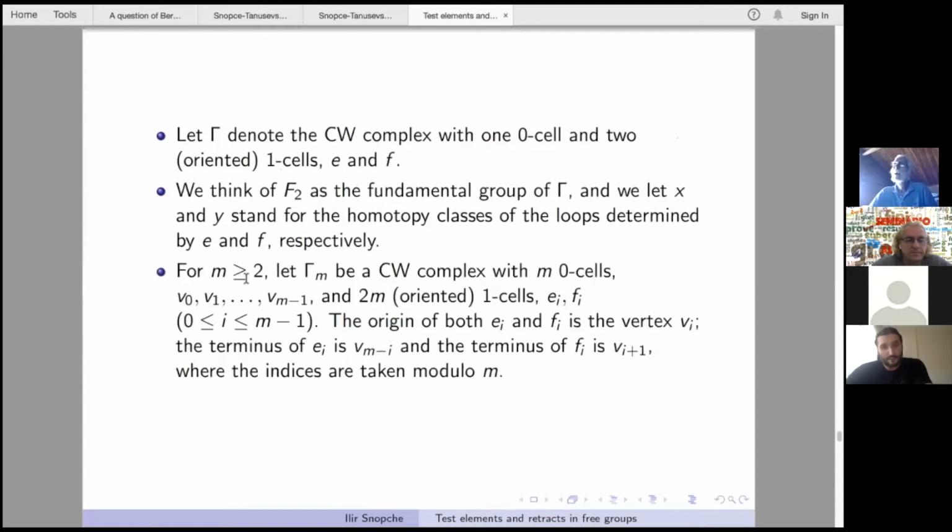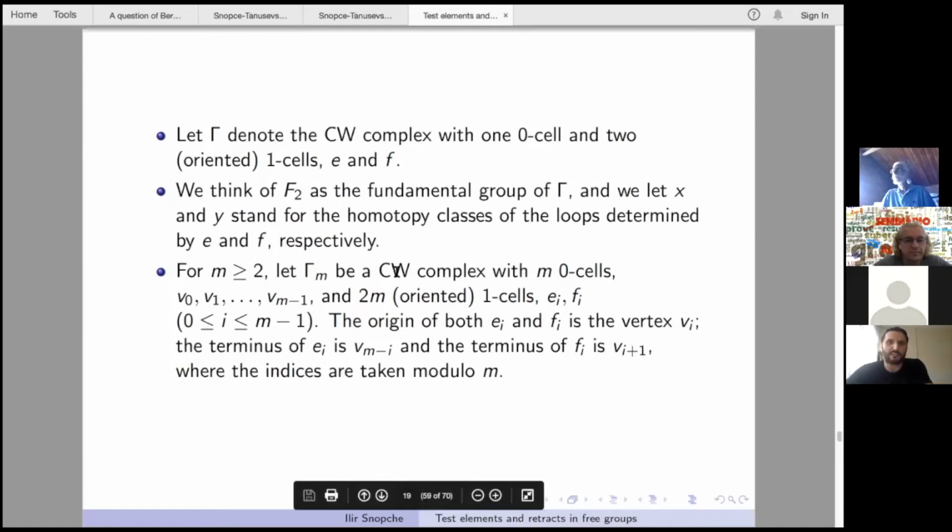So now, for m greater or equal to 2, let Gamma_m be a CW complex with m zero cells, v_0 up to v_{m-1}, and 2m oriented one cells, e_i, f_i, and the origin of both e_i and f_i is the vertex v_i. The terminus of e_i is v_{m-i}, and the terminus of f_i is v_{i+1}, where the indices are taken modulo m. Don't worry for this part. I just want to be exact, precise, so that's why I'm giving that. I will show you a picture in a minute.